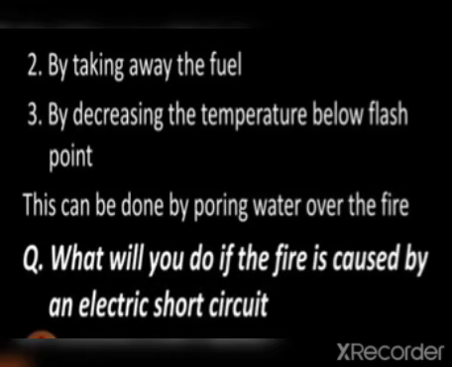Then the second one is by taking away the fuel. You need to stop supplying the fuel. You need to take away the fuel. And the third one is by decreasing the temperature below the flash point. This can be done by pouring water over the fire.